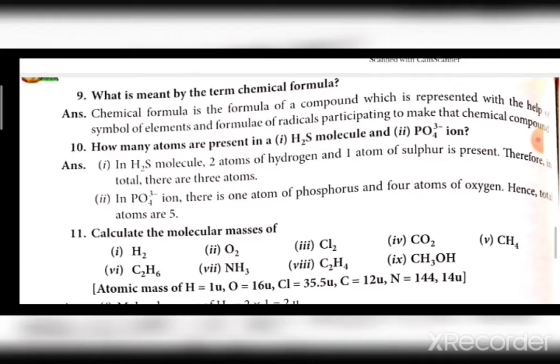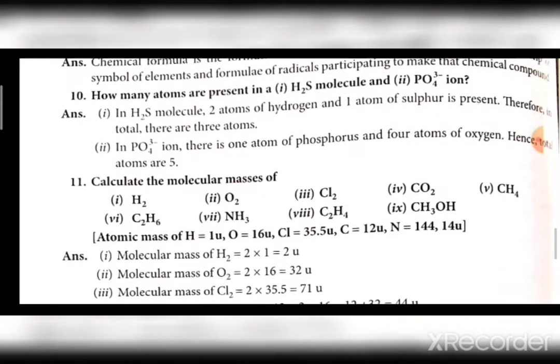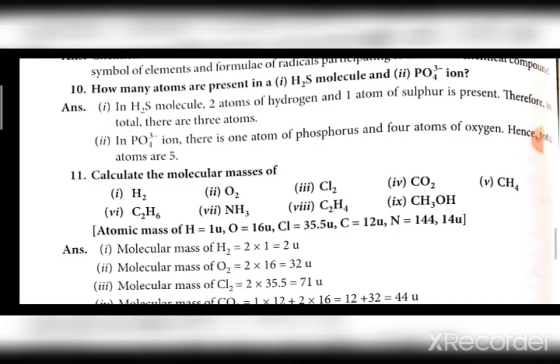So here it is written that chemical formula is a formula of a compound which is represented with the help of symbol of elements and formula of radicals participating in the chemical compounds or reactions. So question number 10. How many atoms are present in H2S molecule? H2S, it is 2 hydrogen, 1 sulfur, total 3 atoms.